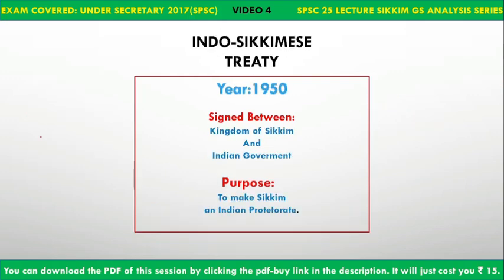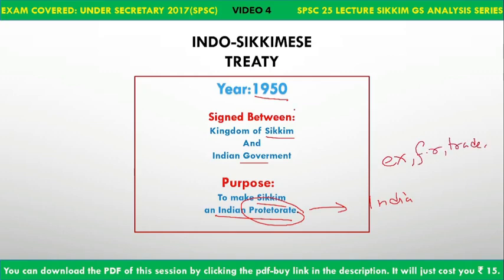And now we learn about the Indo-Sikkimese Treaty, which we have already discussed in the previous videos and also in the previous slide just now. So we will just see it quickly. The year in which the Indo-Sikkimese Treaty was signed is 1950, as we all know. It was signed between the Kingdom of Sikkim and the Indian government. And what was the purpose? As we have already discussed, to make Sikkim an Indian protectorate. What is the meaning of protectorate? By the word protectorate, the Indian government would directly have the control over Sikkim's external affairs, foreign relations and trade. So this was the Indo-Sikkimese Treaty.